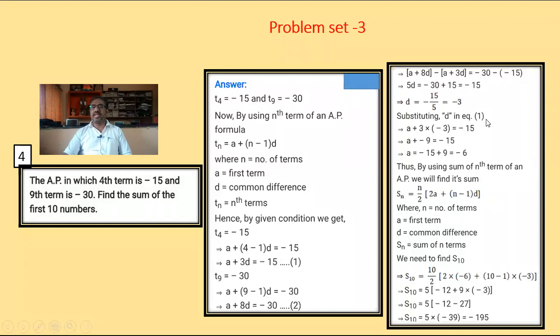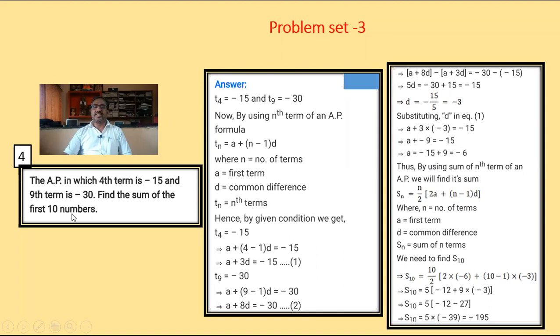Substitute the value of d in equation 1. In equation 1, a plus 3d is equal to minus 15. Then we get the value of a. a plus 3 multiplied by minus 3 is equal to minus 15. a plus minus 9 is equal to minus 15, so a minus 9 is equal to minus 15. This minus 9 goes to the RHS, then we get a is equal to minus 15 plus 9, which is equal to minus 6. Then a is equal to minus 6 and d is equal to minus 3.